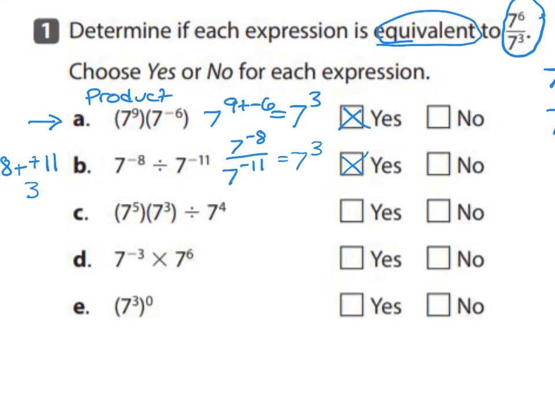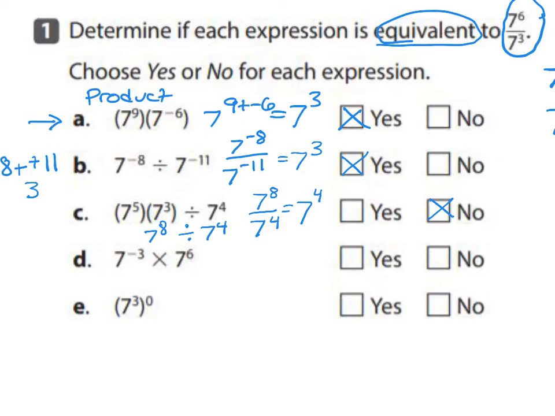The third one has a mix of a product rule and a quotient rule. So we first add the exponents, 7 to the fifth and 7 to the third gives us 7 to the eighth. And now we're dividing by 7 to the fourth. So we can write this as 7 to the 8 divided by 7 to the fourth. We subtract exponents, so we get 7 to the fourth. That is not the same as 7 to the third.